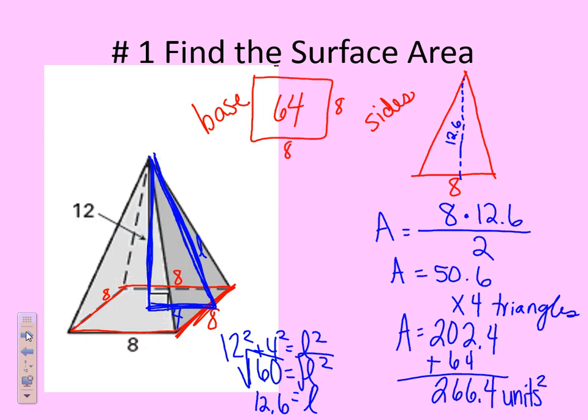Square units. So that's how I would go ahead and calculate the total surface area of a pyramid. Notice we have one base and we have the triangles on the sides, and we just total those up whenever we want to find that total surface area.